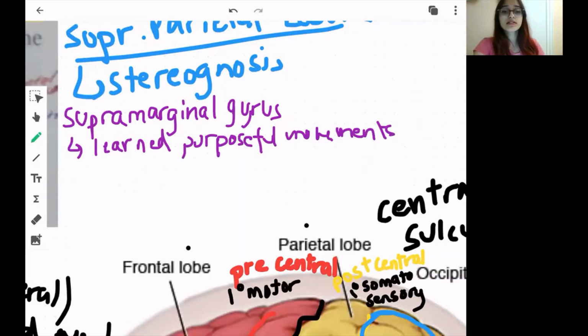And if a person suddenly can't write or can't comb his hair or just forgets how to drive a car, then where will the problem be? The problem will be in the supramarginal gyrus, because it is responsible for the learned purposeful everyday movements.